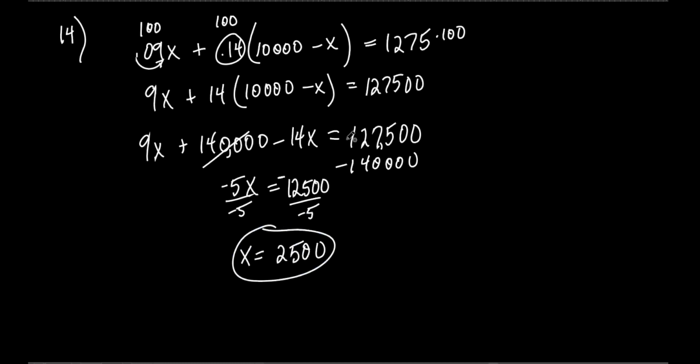Now the numbers were a little big. Sometimes it's a little awkward when the numbers are really big or you got decimals, but we made it a little easier on ourselves by getting rid of those decimals, by multiplying everything by 100. All right, we're moving right along.